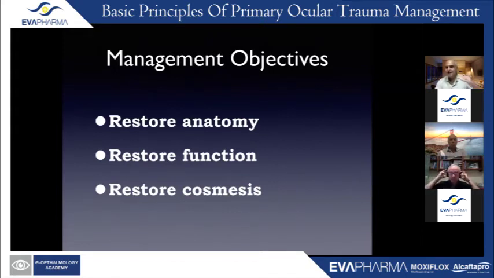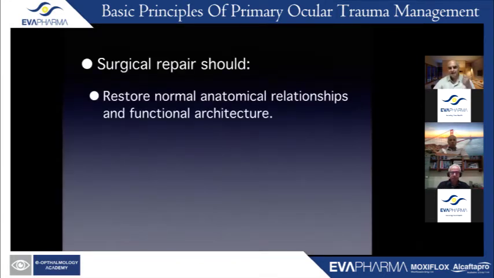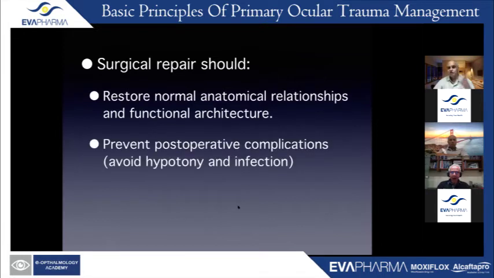So first thing, you have to know the anatomy to put everything back as much as possible to normal. This might be enough to restore the function, but if it does not restore the function immediately, it will help you to restore the function in a later session. So you have to have this clear in mind. It's not only closing wounds, it's with a clear objective. The surgical repair should have this principle.